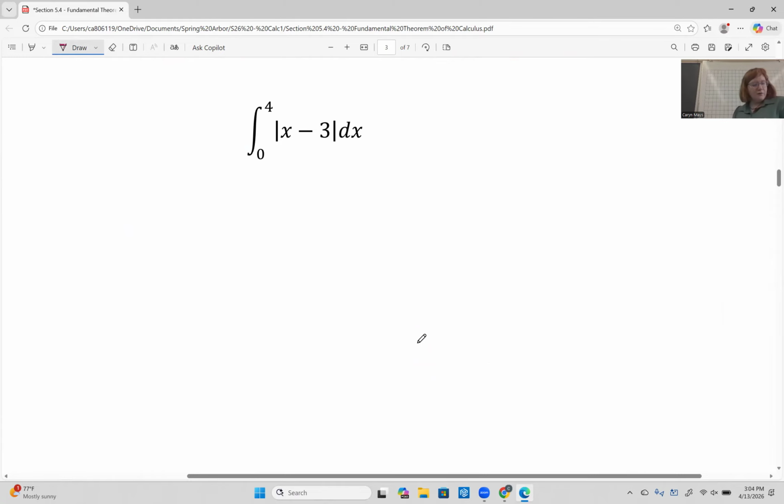Think about the integral 0 to 4 of x minus 3 dx.